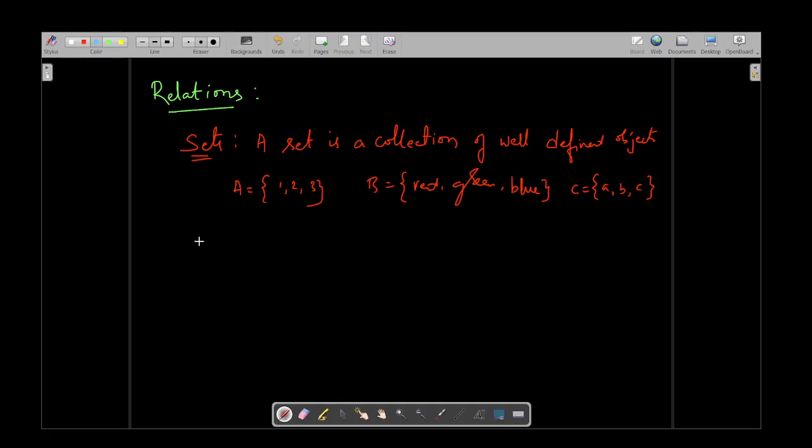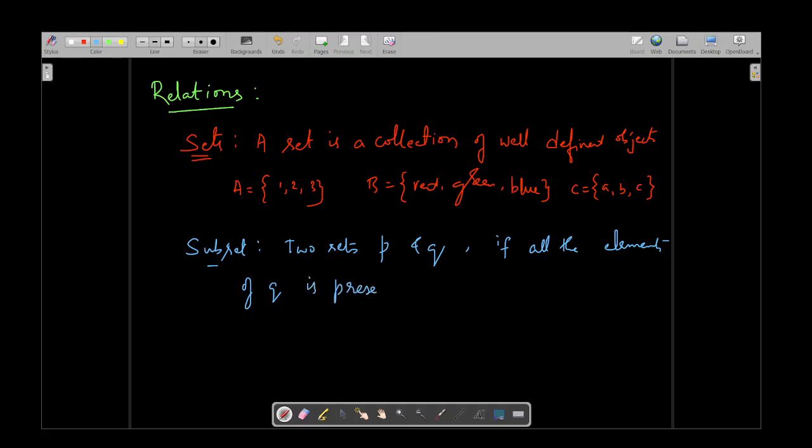And what is a subset? If there are two sets, let's say P and Q, and all the elements of Q are present in P, then we can say Q is a subset of P.